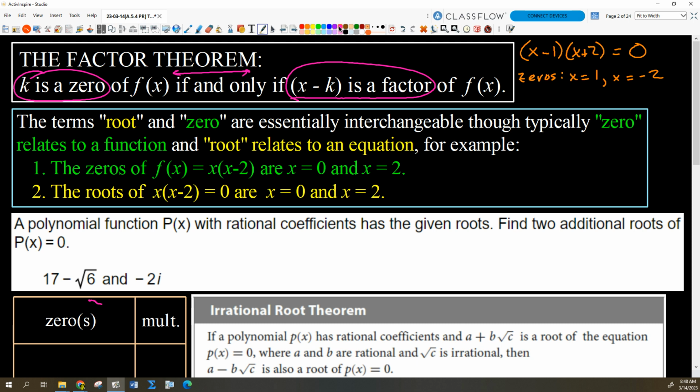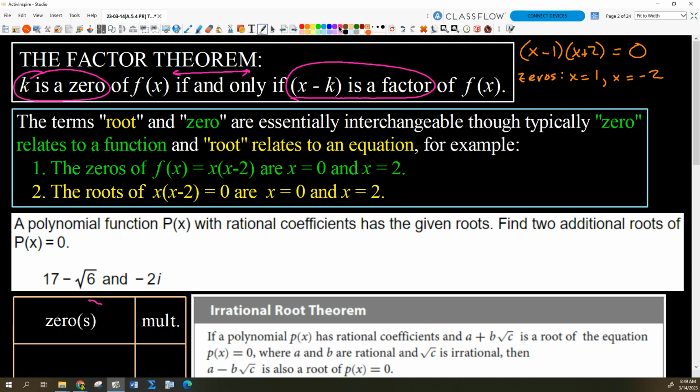Now we use these terms. I want to just spend a second on some terminology. Root and 0. What's the difference? Some of these problems say root, some of them say 0. They're pretty much interchangeable, like synonyms. But there's one small difference. If you want to be very specific and particular about this, a 0 relates to a function and a root relates to an equation, technically.